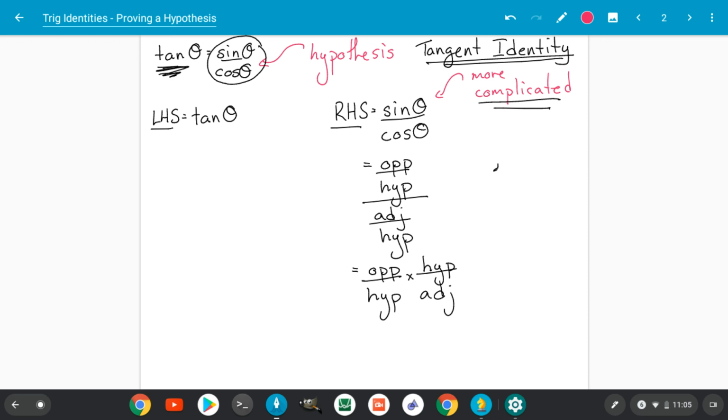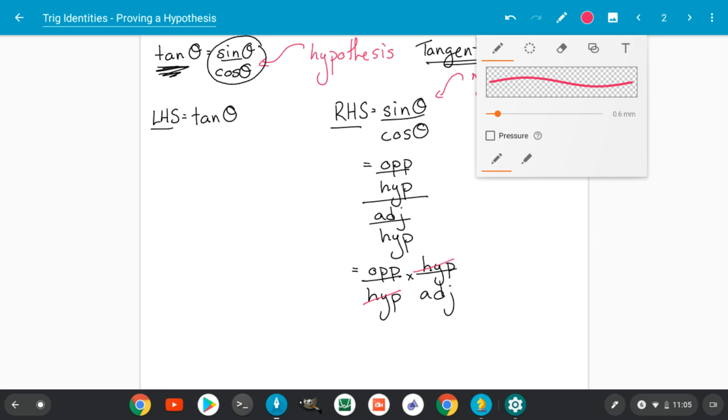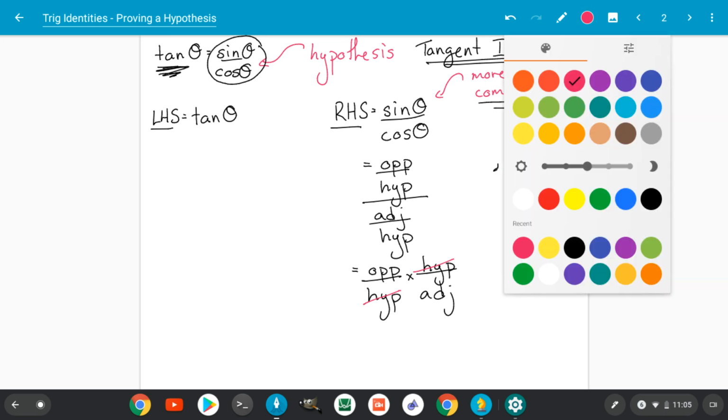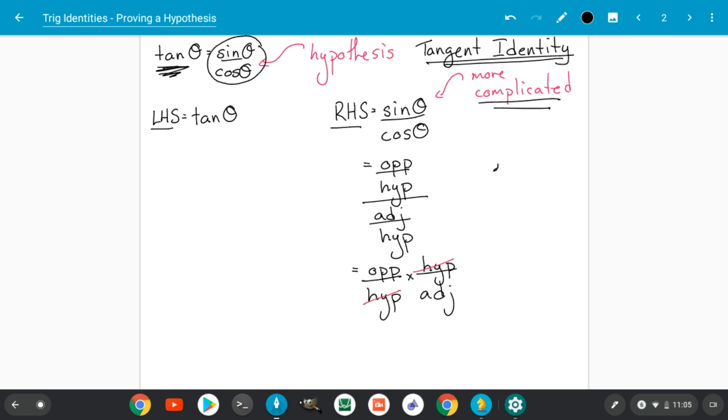cancellation. So we can cancel out the hypotenuse, as long as the hypotenuse is not 0. Now we know that the hypotenuse is not 0, because then we don't have a triangle and none of this made any sense to begin with. So if we just switch back over to black here, now we can simplify this to opposite over adjacent.